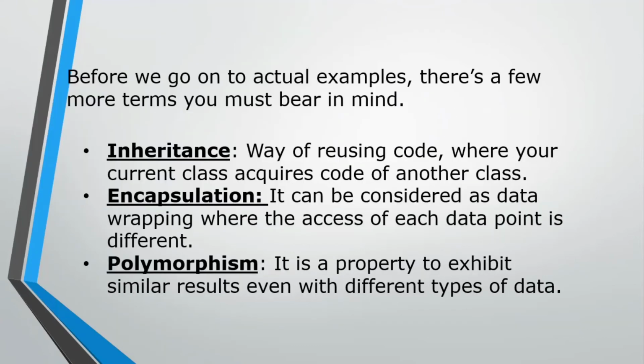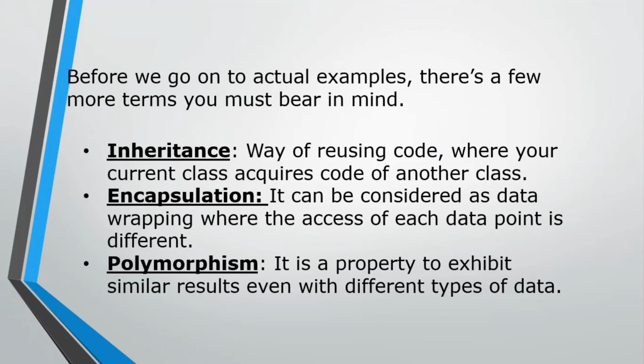Before I actually go on to the coding part, there are a few more terms you must bear in mind. Don't take them too deep. We will be learning about them when we go to the code, but for now, just knowing about them should be enough. Inheritance means a way of reusing code, where your current class acquires code of another class. Inheritance basically means if you have a higher level class and you try to implement a new class, then you can give the newer class properties of the older class.